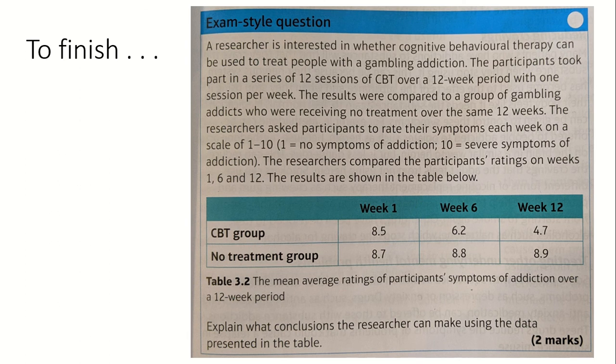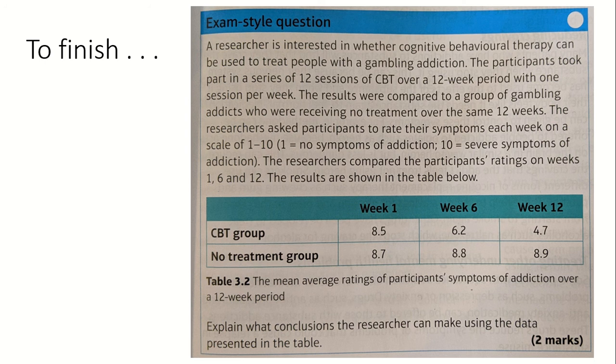Here's the last activity. It's another exam style question. This is just to get us thinking about data, because research method questions pop up throughout paper 1. They could be absolutely anywhere. So all I want you to do is read the scenario, read the source, look at the data, and answer that question down at the bottom. Explain what conclusions the researcher can make when using the data presented in the table.